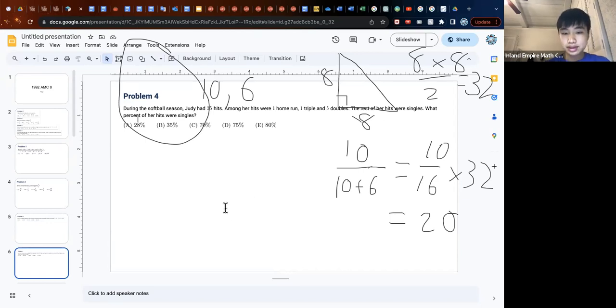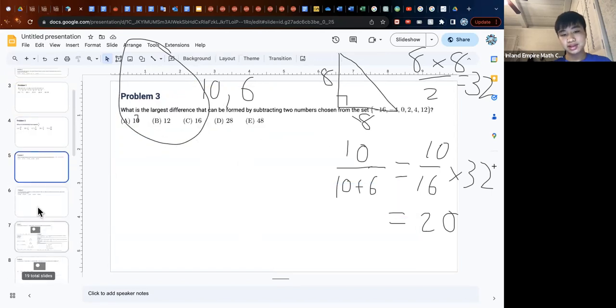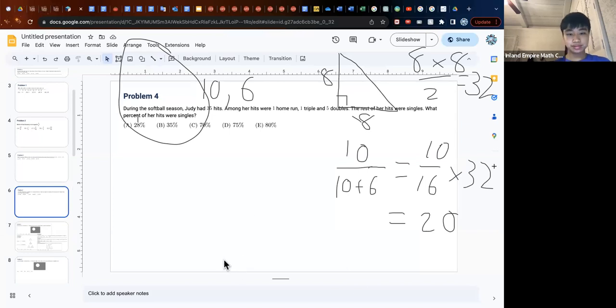Okay, so it seems like people do prefer the group, so we'll be doing it like this: just a bunch of problems, and then we'll explain after. All right, cool.